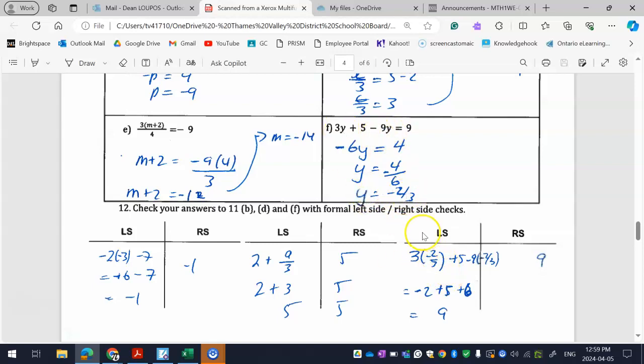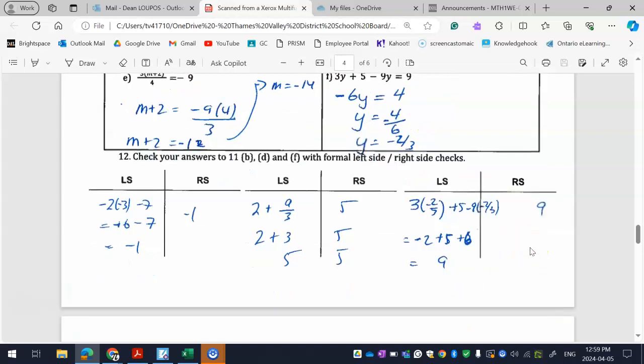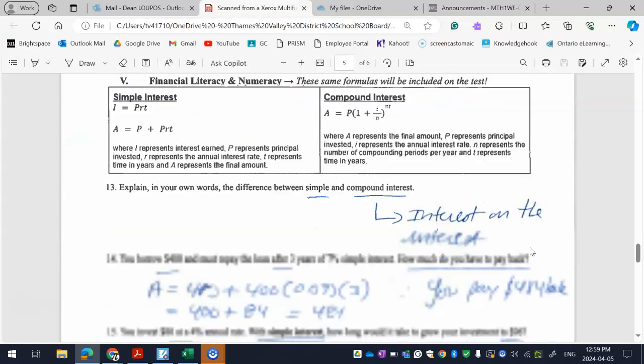What you're going to do is sub in a negative 2/3 everywhere you see a y on the left side. So there I had 3y. So now it's 3 times negative 2/3 plus 5 minus 9y, which is minus 9 times negative 2/3. And that's going to be, once you do the fraction work here, minus 2 plus 5 plus 6 equals 9. And the right side was 9 on that side. Okay, so there's the most difficult one.